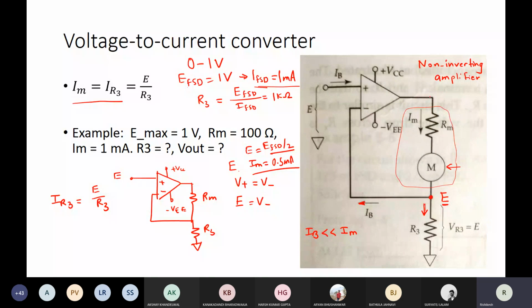But what will be the output voltage of the op amp? 1.5 volts, because it is Im into Rm plus R3. That is how we have to calculate. So this voltage doesn't matter to us. The meter current is supplied by the op amp, that extra current that is being supplied.